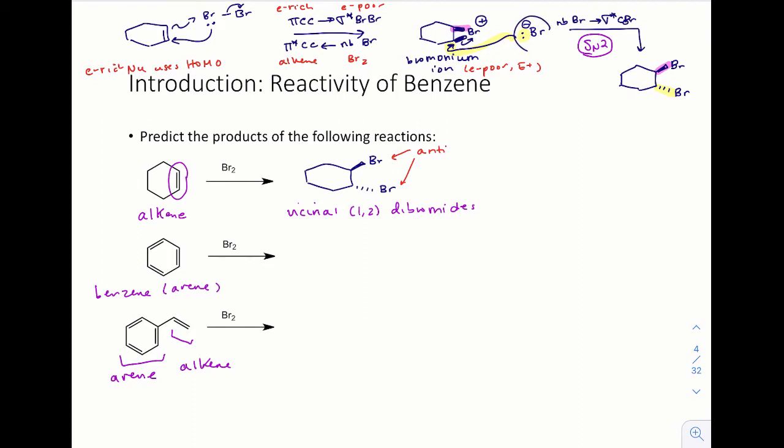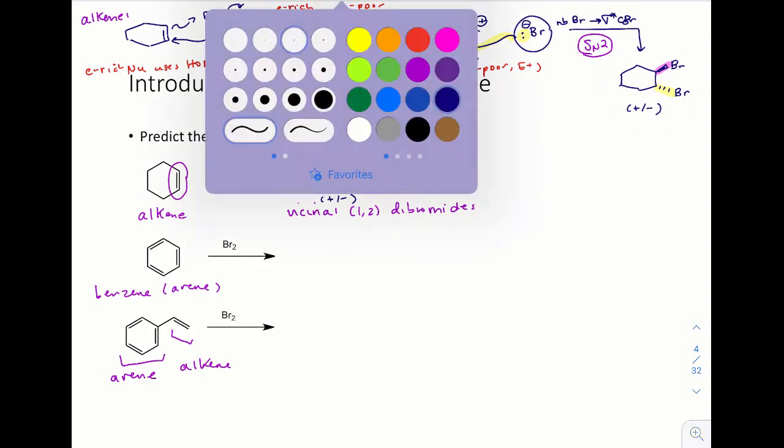Now, of course, bromide could have attacked either carbon-bromine bond, the one that was shown, or the one that did not show. And those two pathways, which are equally likely, result in a 50-50 mixture of the product shown and its enantiomer. So this 1,2-dibromide is formed exclusively as the anti-diastereomer, but as a racemic mixture. So we learned that alkenes react with molecular bromine or other halogens to generate these dihalides.